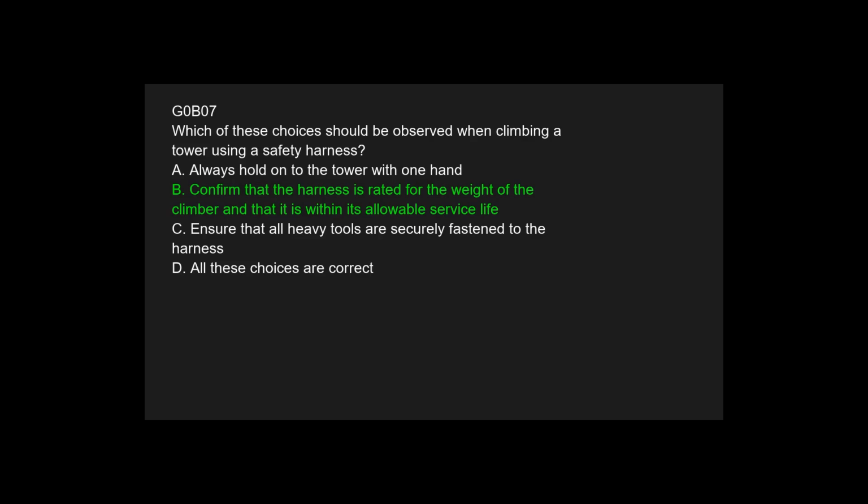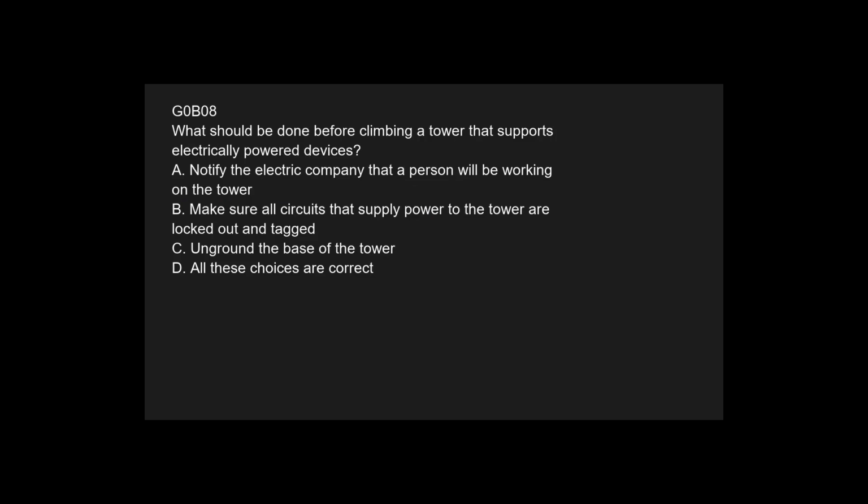Confirm that the harness is rated for the weight of the climber and that it is within its allowable service life. Question: what should be done before climbing a tower that supports electrically powered devices? The correct answer is B. Make sure all circuits that supply power to the tower are locked out and tagged.